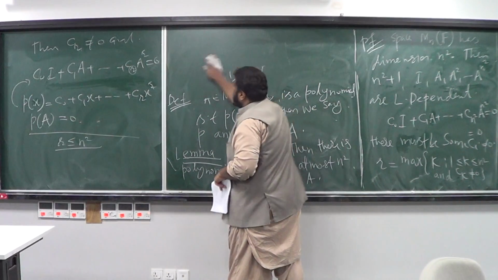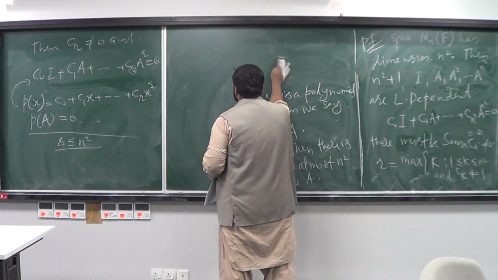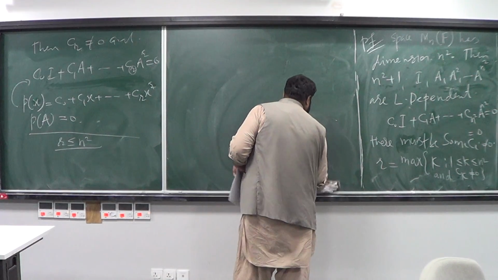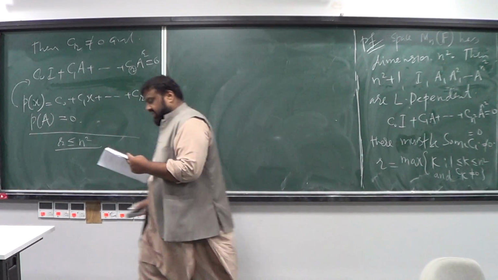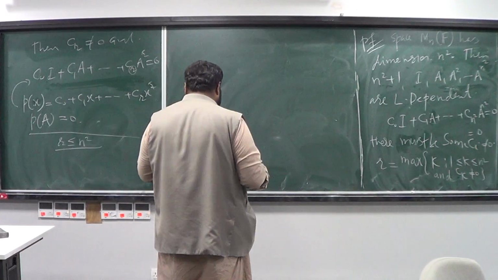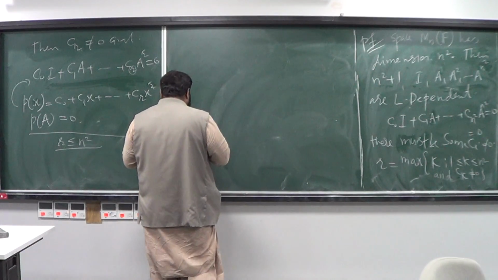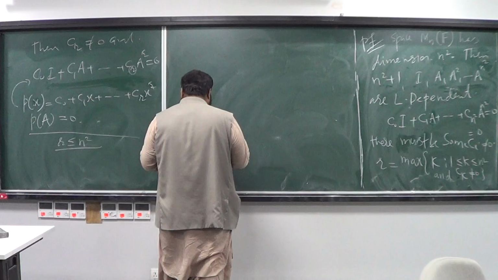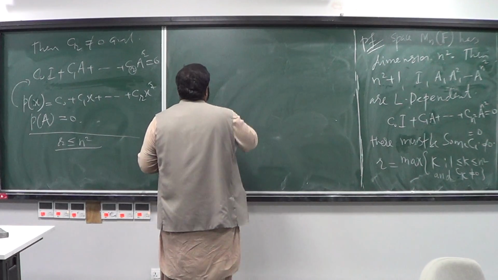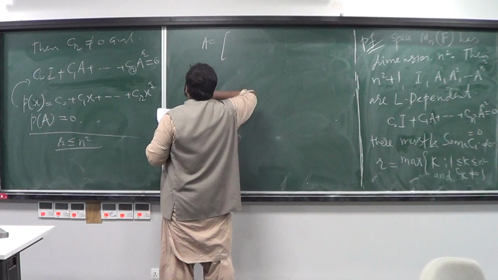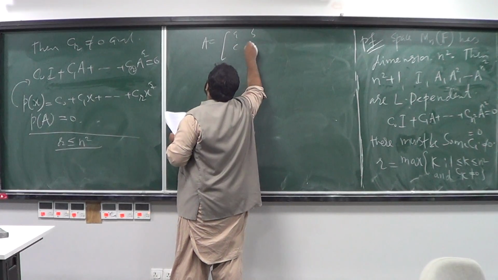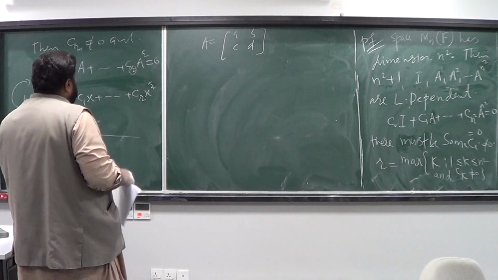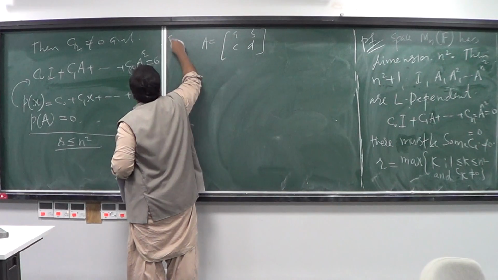Okay, so example, and then the second important lemma, and if we combine both lemmas, then we are done. So if A is a matrix like A, B, C, D, any 2 by 2 matrix, for this 2 by 2 matrix, can I find an annihilating polynomial?